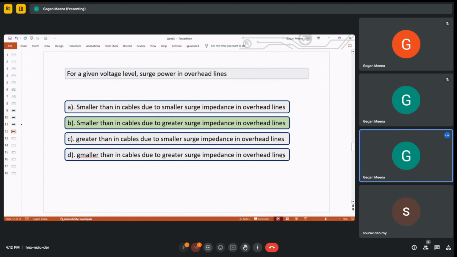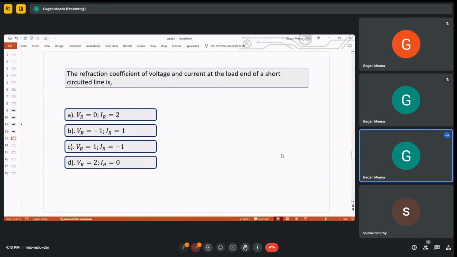So this is correct, right? The surge impedance of cable is less than surge impedance of overhead lines. As a result, the surge power in cable is more than surge power in overhead lines. Yeah. So now let us move to the next question. Next is the refraction coefficient of voltage and current at the load end of a short circuited line. Yes, this also we have already seen. This is also an easy question that we have already discussed.